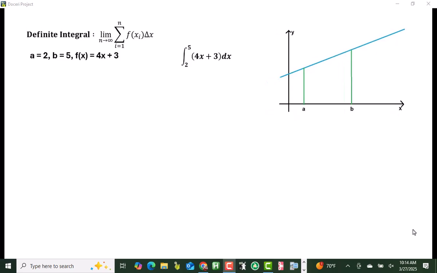Okay, let's really do one. So I've got a is 2, b is 5, and my f of x is 4x plus 3. So the first thing I do, I find out what's my delta x. I take b minus a divided by n. And again, I'm just saying generic n because that's what's going to be going toward infinity. So I get 3 divided by n. That's our delta x.